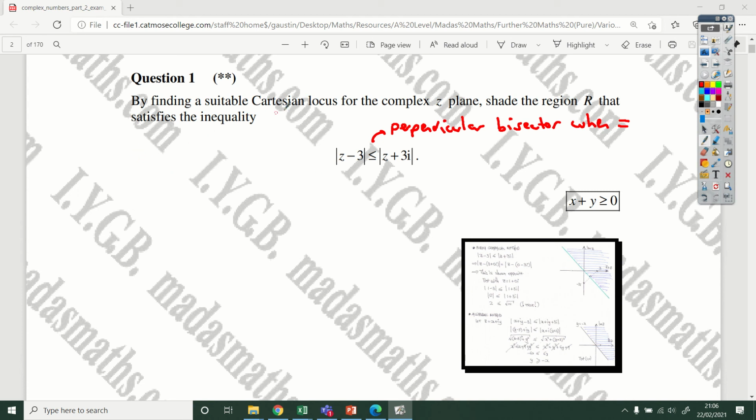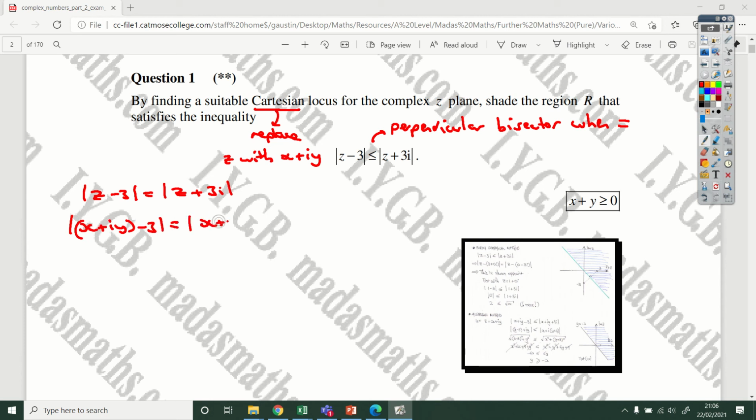So firstly, to get a Cartesian locus, I'm going to replace my z's with x plus iy, because that gets everything in terms of x and y. So if the absolute value of z minus 3 equals mod z plus 3i, then that tells me that mod of (x plus iy minus 3) equals mod of (x plus iy plus 3i).